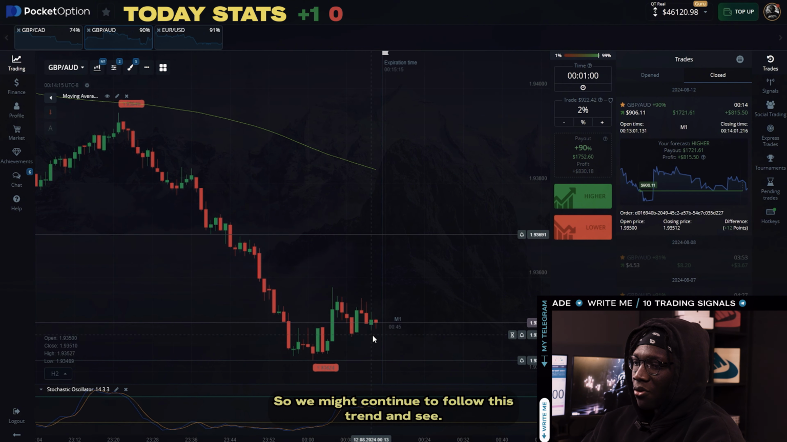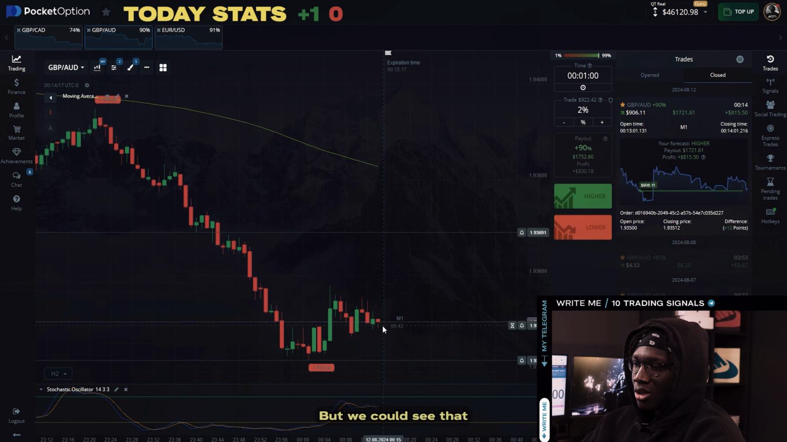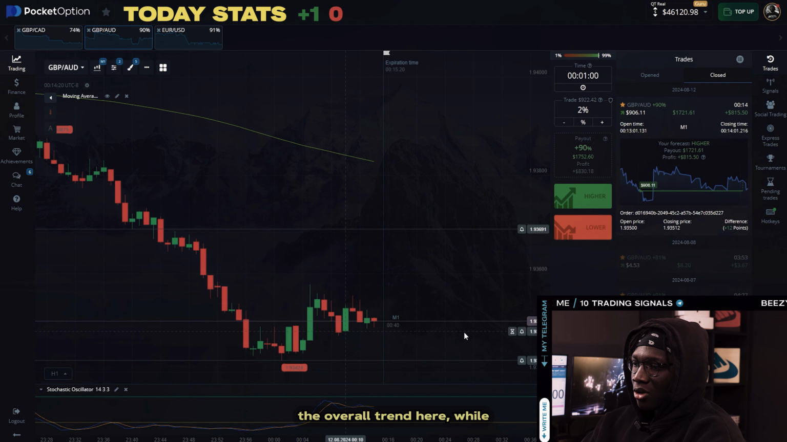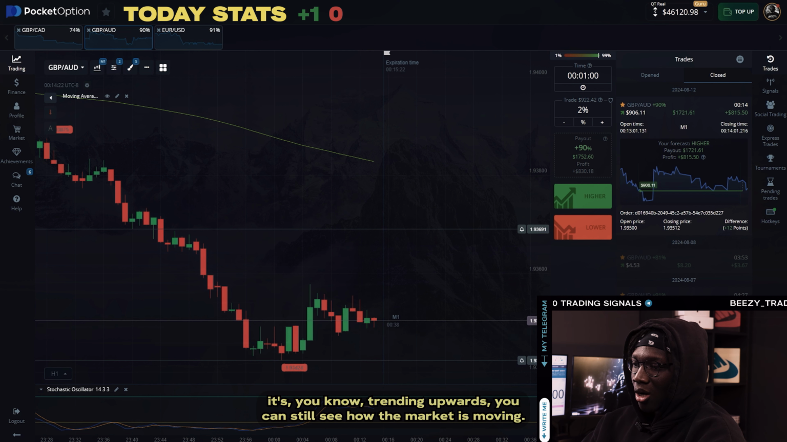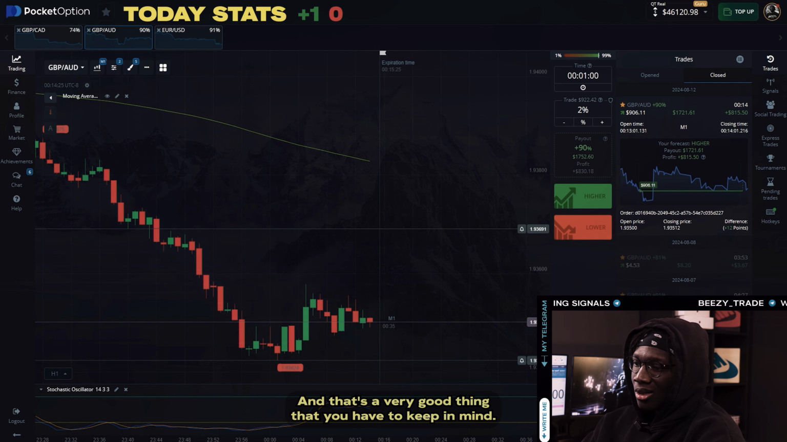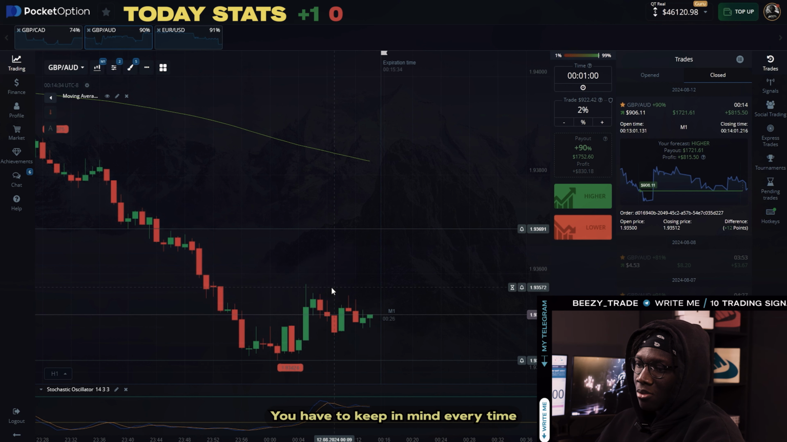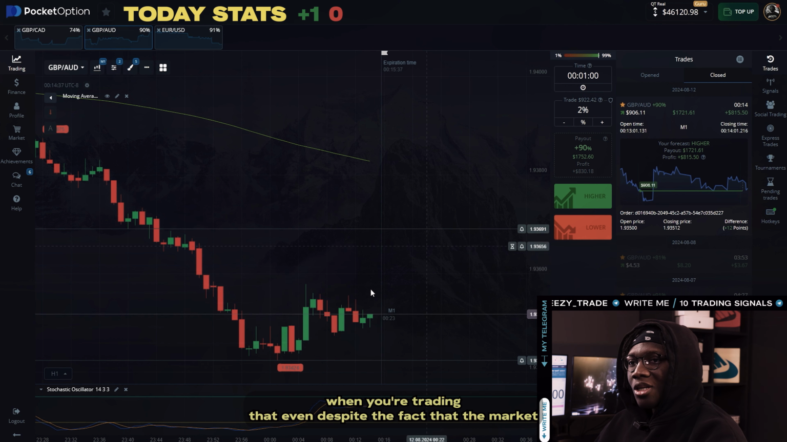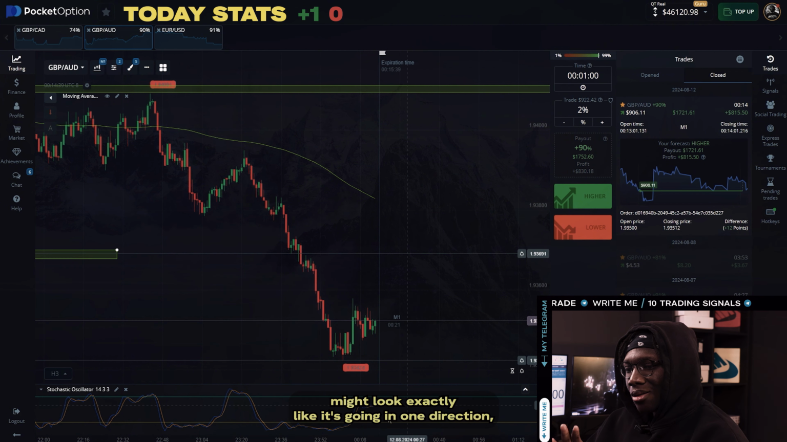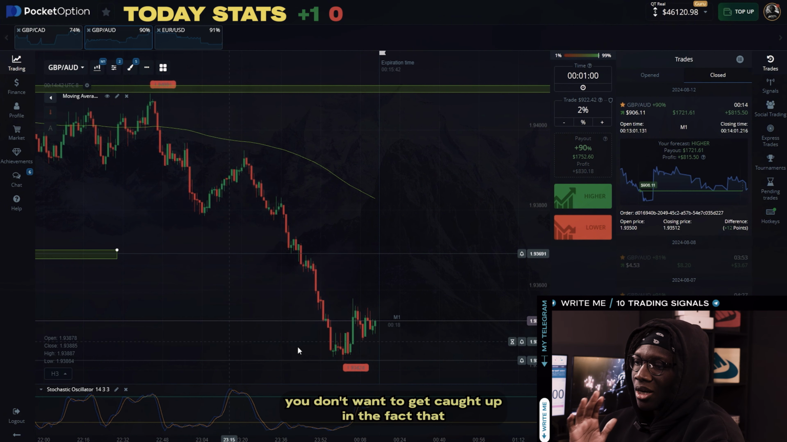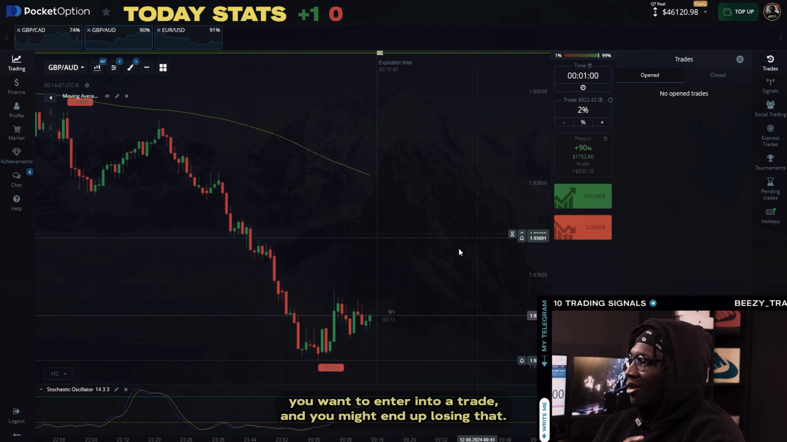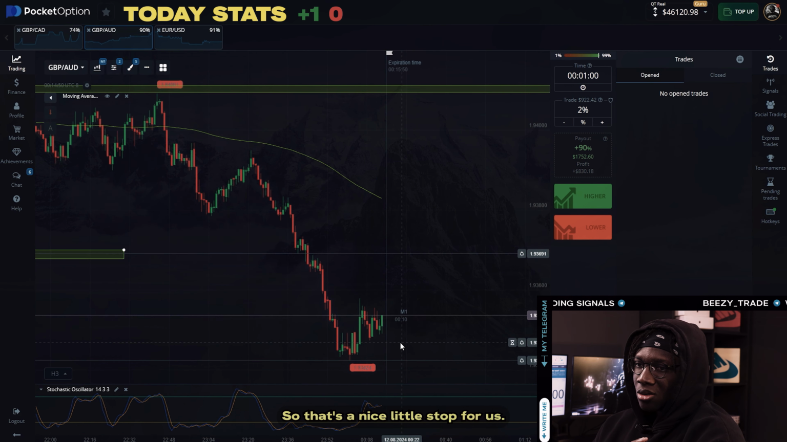So we might continue to follow this trend and see, but we can see that the overall trend here, while it's trending upwards, you can still see how the market is moving, and that's a very good thing that you have to keep in mind. That's a good thing you have to keep in mind every time when you're trading, that even despite the fact that the market might look exactly like it's going in one direction, you don't want to get caught up in the fact that you want to enter into a trade and you might end up losing that. So that's a nice little start for us.